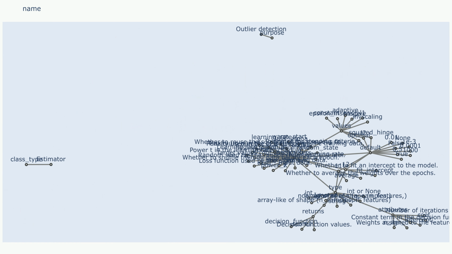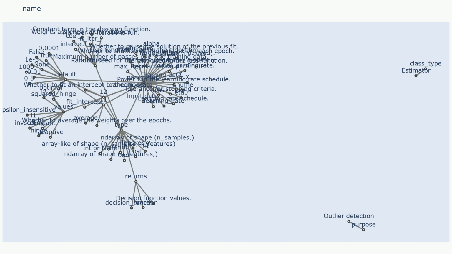Conclusion. SGDOneClassSVM is a powerful tool for outlier detection, offering efficiency and robustness. Understanding its key parameters and how it works enables you to effectively utilize it for various anomaly detection tasks. Always remember to experiment with different parameter settings to find the optimal configuration for your specific dataset and problem.